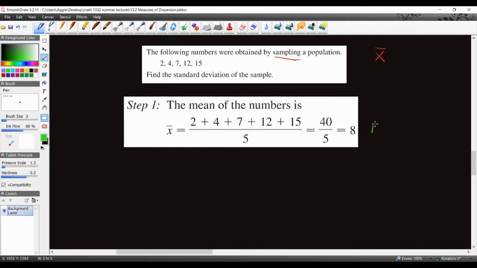Remember the mean is equal to this right here, that x with the line on top of it. So I went ahead and got these numbers, 2, 4, 7, 12, 15, added them up and divided by the number of terms. So here n is 1, 2, 3, 4, 5. It's 5. So that's why we got that 5 here. So this came out to 8. This number is super important.